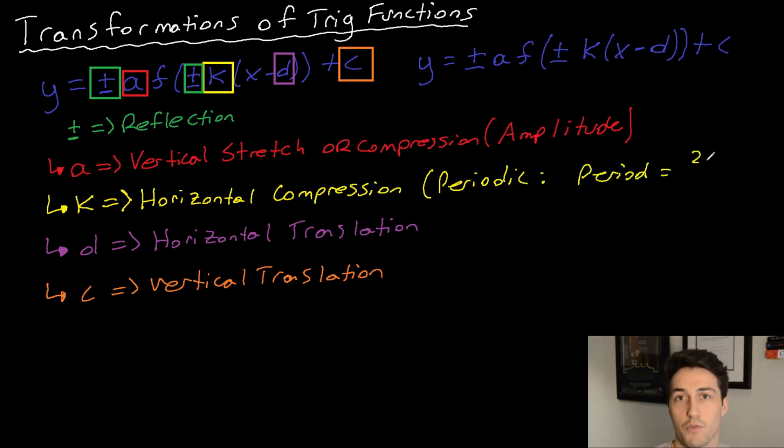And so when k was 1, in our last example, the period was just 2 pi, because 2 pi divided by k, which is 1, is just going to be 2 pi. Additionally, I didn't go over this, but the amplitude of the a term in the last example, where it was y equals sine of x or y equals cos of x, was always 1 as well.